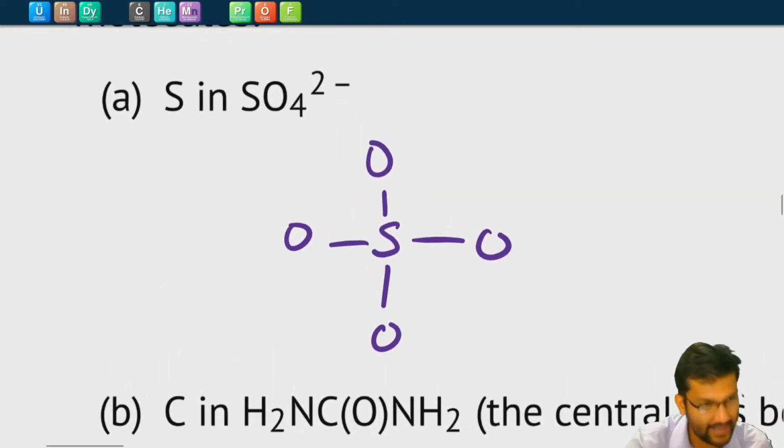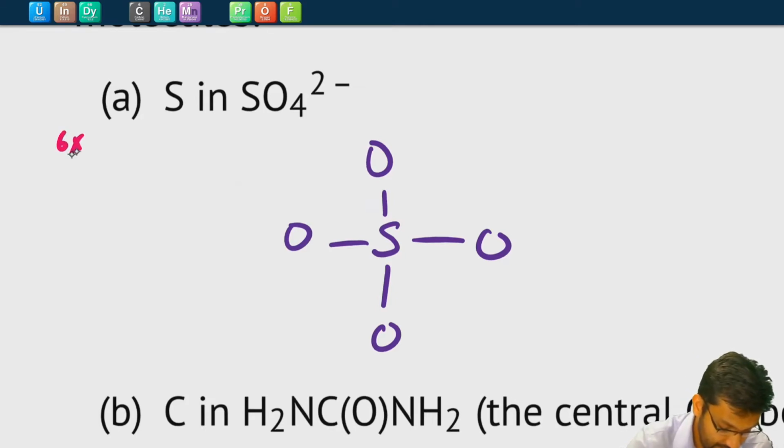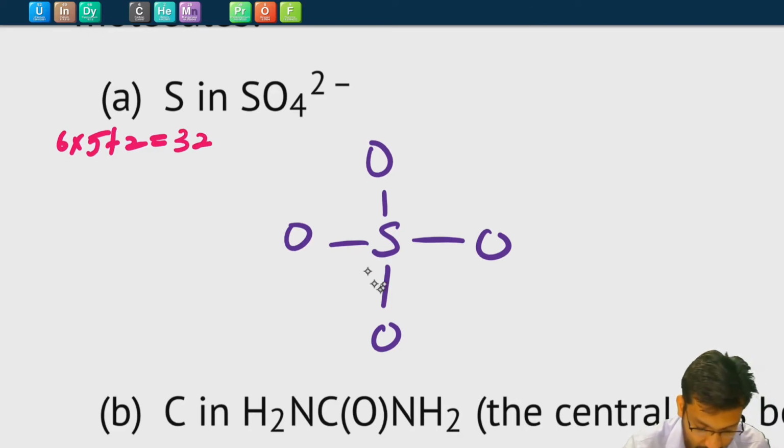Well, sulfur has 6. Let me just verify. Yep, sulfur has 6, oxygen has 6. So that's 6 times 5, right? 1 for sulfur, 4 for the oxygens. Plus there's a 2 negative charge, so we need to add those 2. 6 times 5 is 30, plus 2 is 32. We have 1, 2, 3, 4 bonds, so that's 8 electrons.